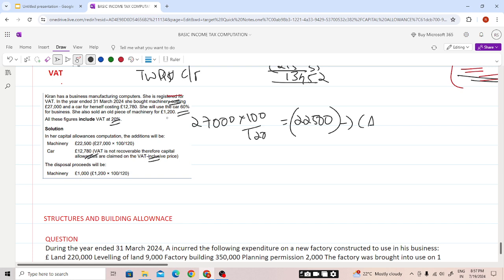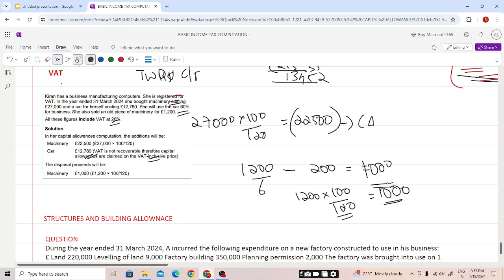Disposal proceeds, students, 1,200. Divided by 6, this will give you 200, minus the gross. This will give you the net amount. So the net amount will be 1,200 into 100 divided by 120. This will be 1,000. So the sale proceeds need to be 1,000.